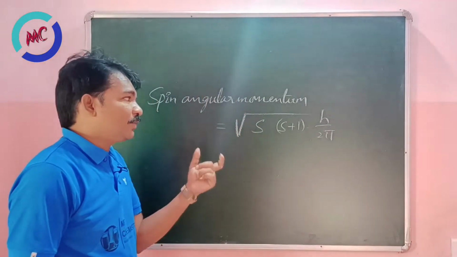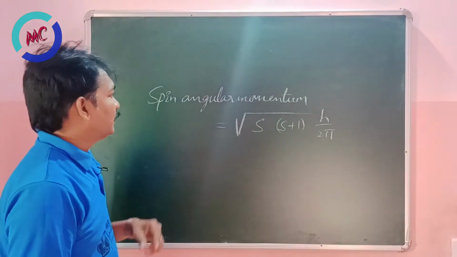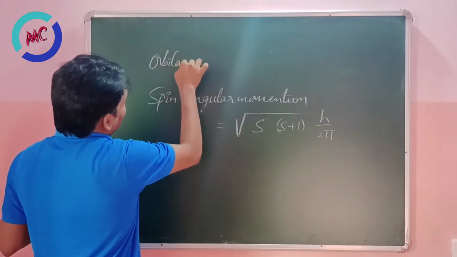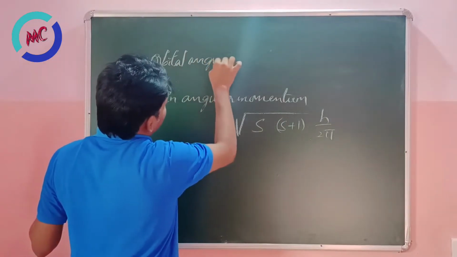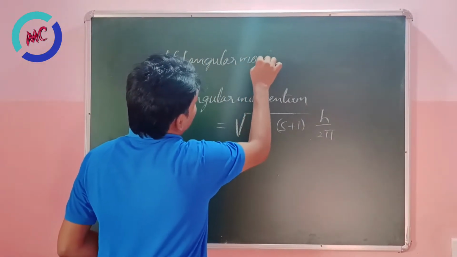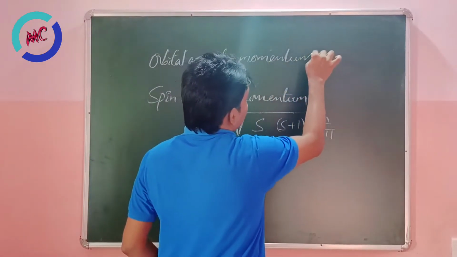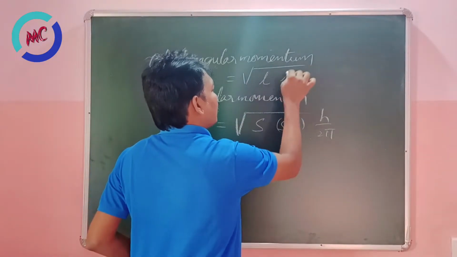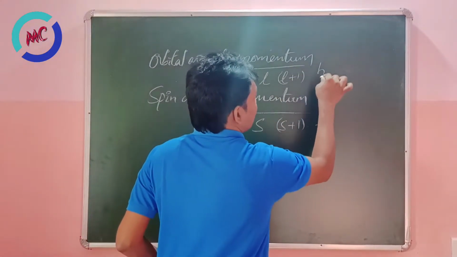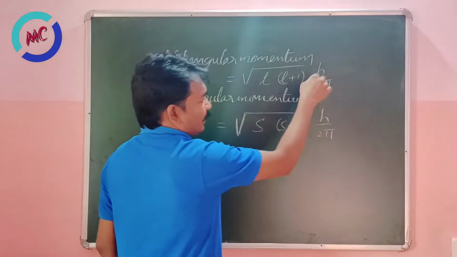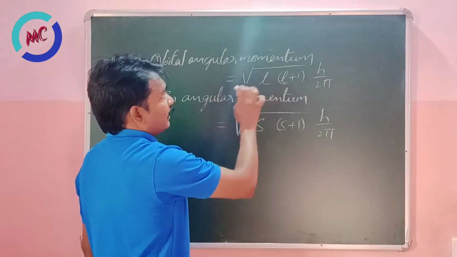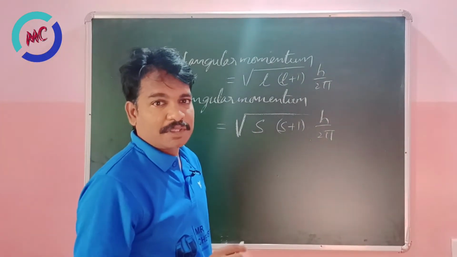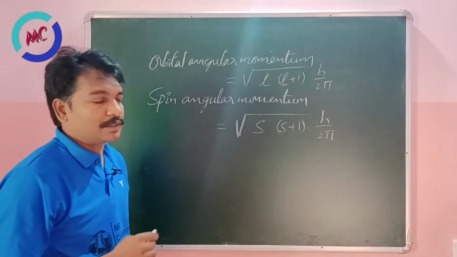See here, a small variation between orbital angular momentum and spin angular momentum. I will write orbital angular momentum also here. What is orbital angular momentum? That is equal to root of L into L plus 1 h by 2 pi. H by 2 pi is common here. Here orbital angular momentum is calculated based on L values. L is nothing but angular momentum quantum number, or you can say azimuthal quantum number.